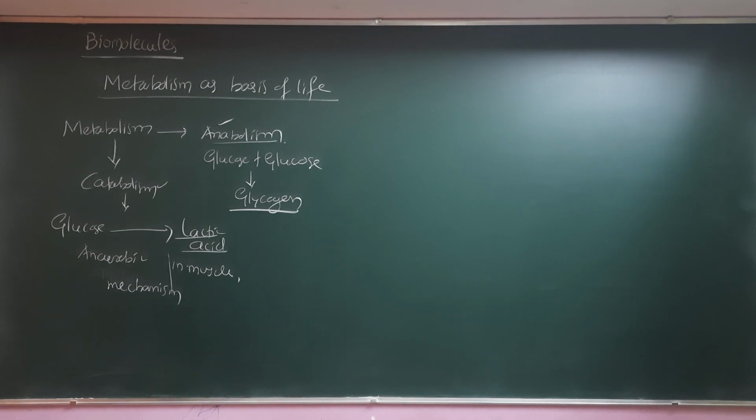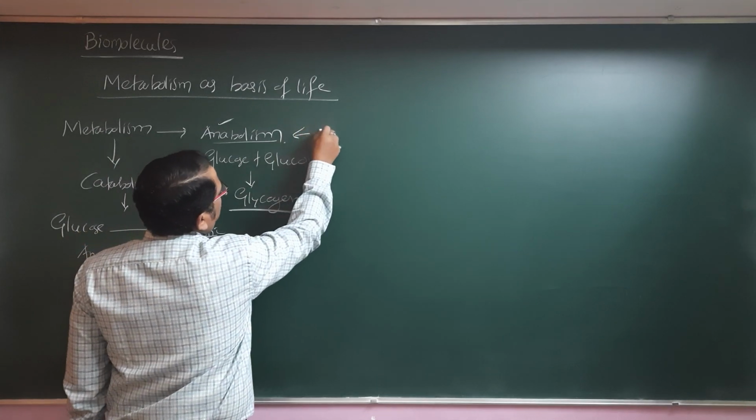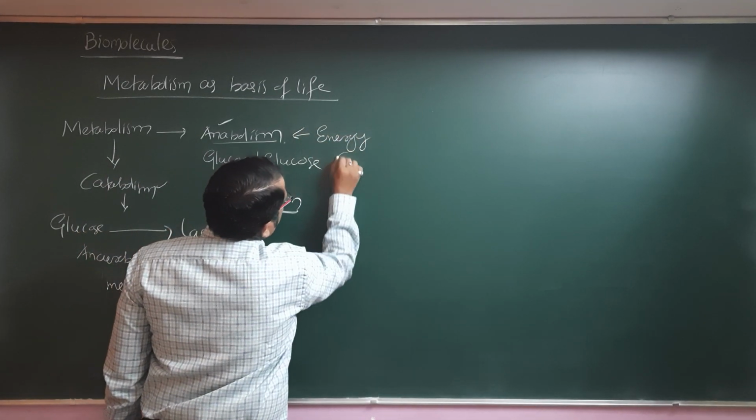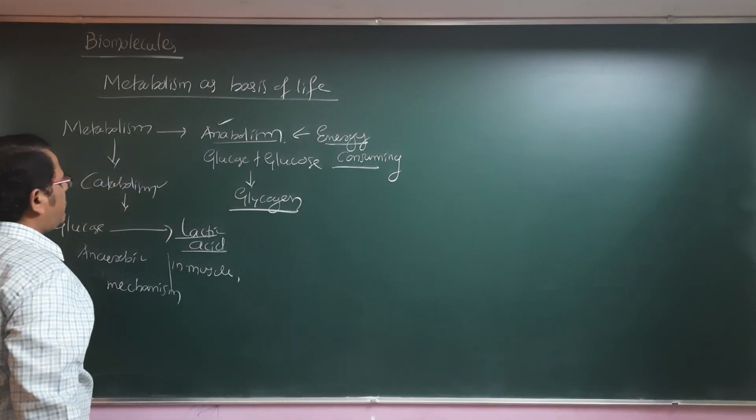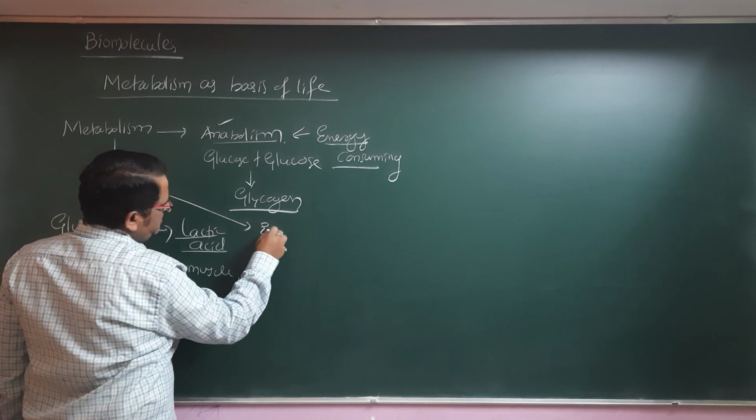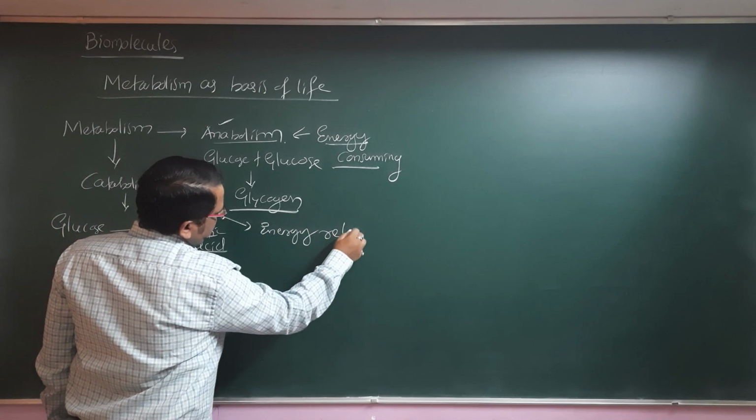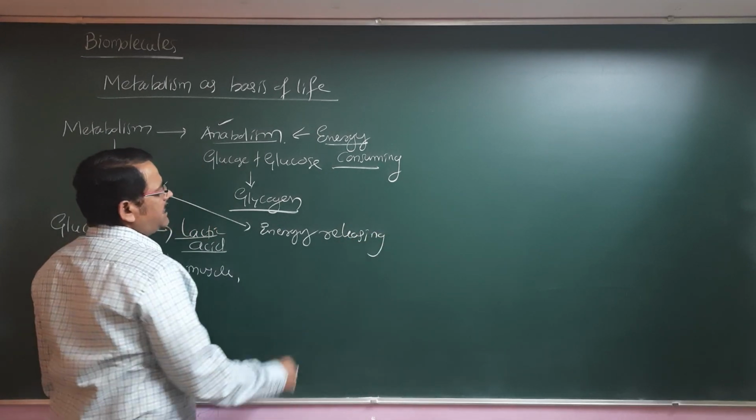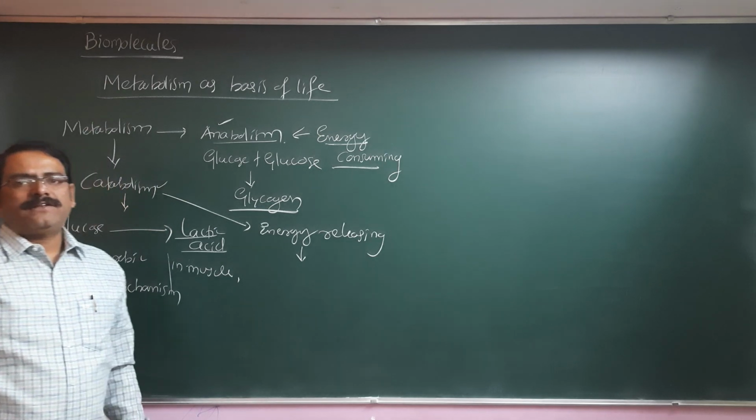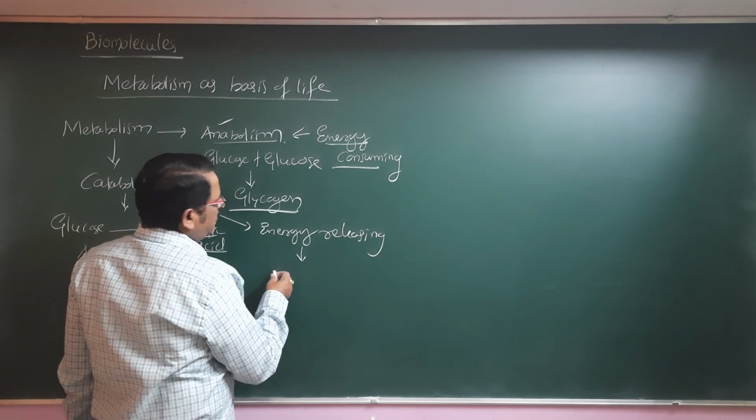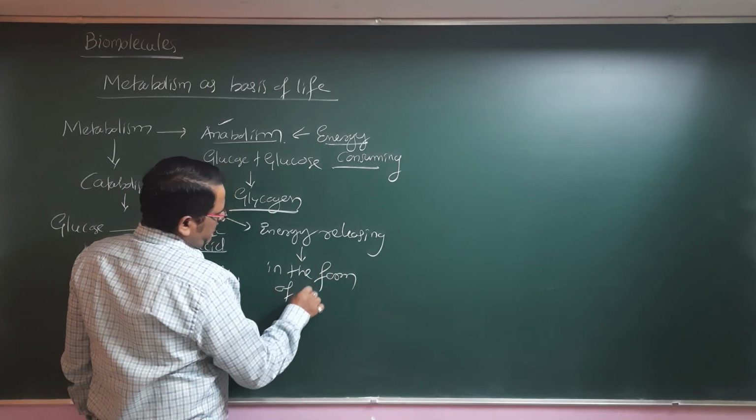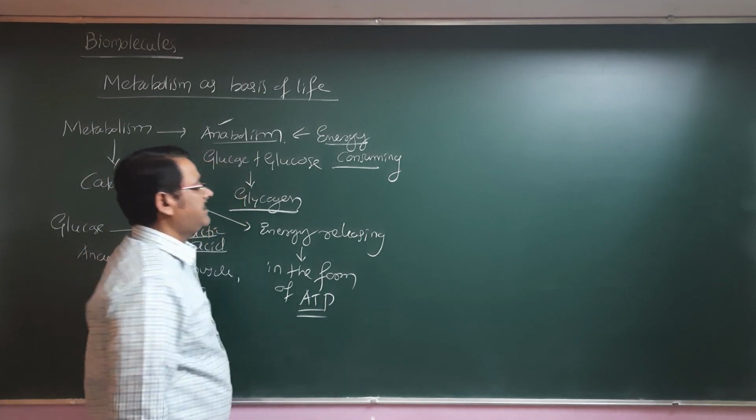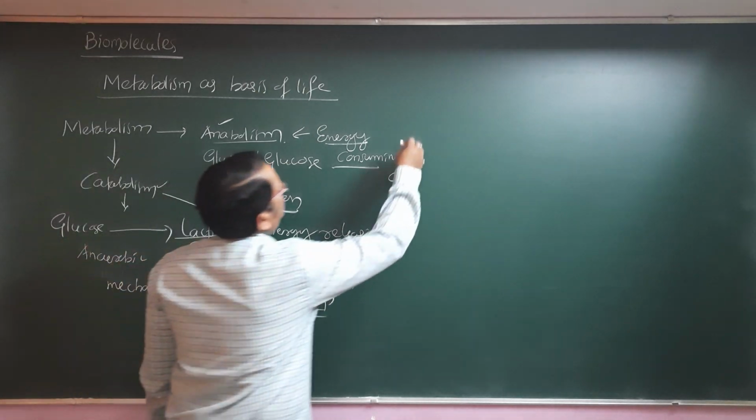Here, anabolism is a process of energy consumption. Energy is consumed at the time of anabolism, but catabolism is mainly energy releasing. So what energy is released when glucose is broken down? In glycolysis, lots of ATP molecules are released, energy in the form of ATP, adenosine triphosphate. ATP, adenosine triphosphate, is also called the energy currency of the cell.